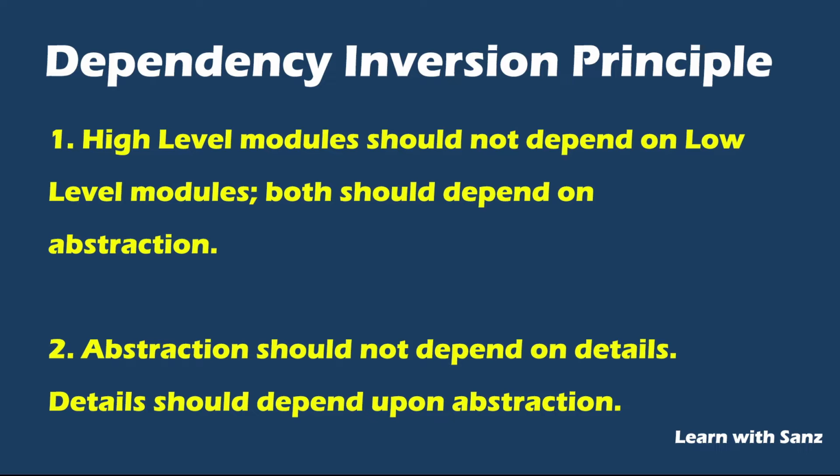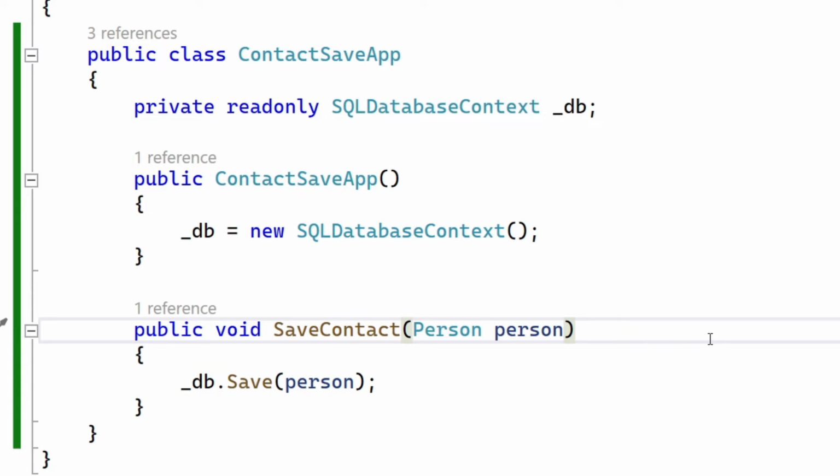So before we try to understand this definition, let's try to understand this with an example. We will come back to this definition so that it will make much more sense. Let's say we want to build an app so that we can save the contact in a SQL database. So let's take an example of a simple app that I built. Here I have created this ContactSaveApp, which will be our high level module.